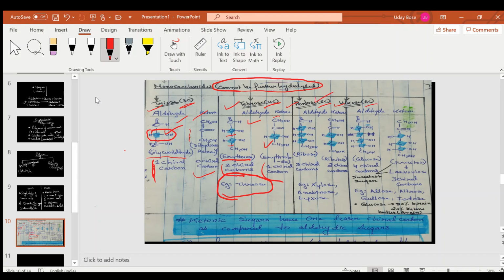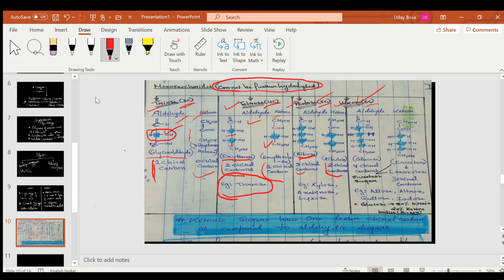Now in pentose, there are 5 carbons, as you can see, and in aldose type of pentose, there are 3 chiral carbons. A very common example is ribose, having 3 chiral carbons, and the ketose type of pentose has 2 chiral carbons, and the example is ribulose. It has 2 chiral carbons. Other examples are xylose, arabinose, and lyxose.